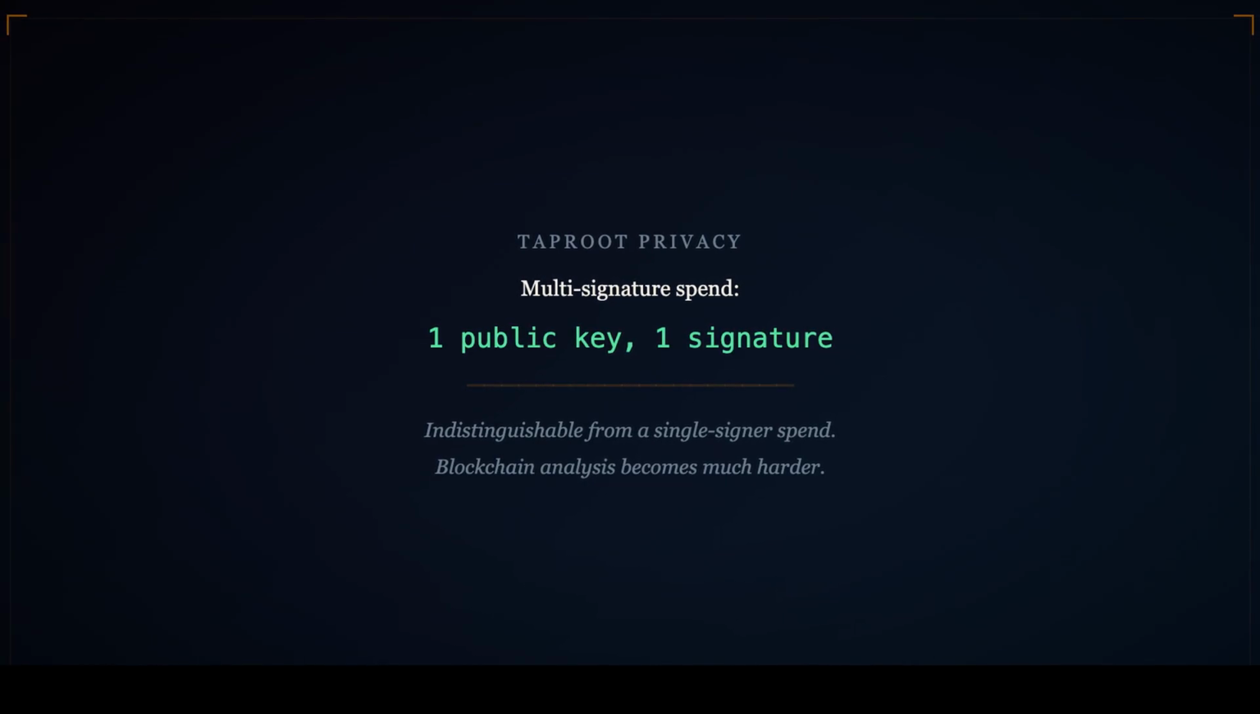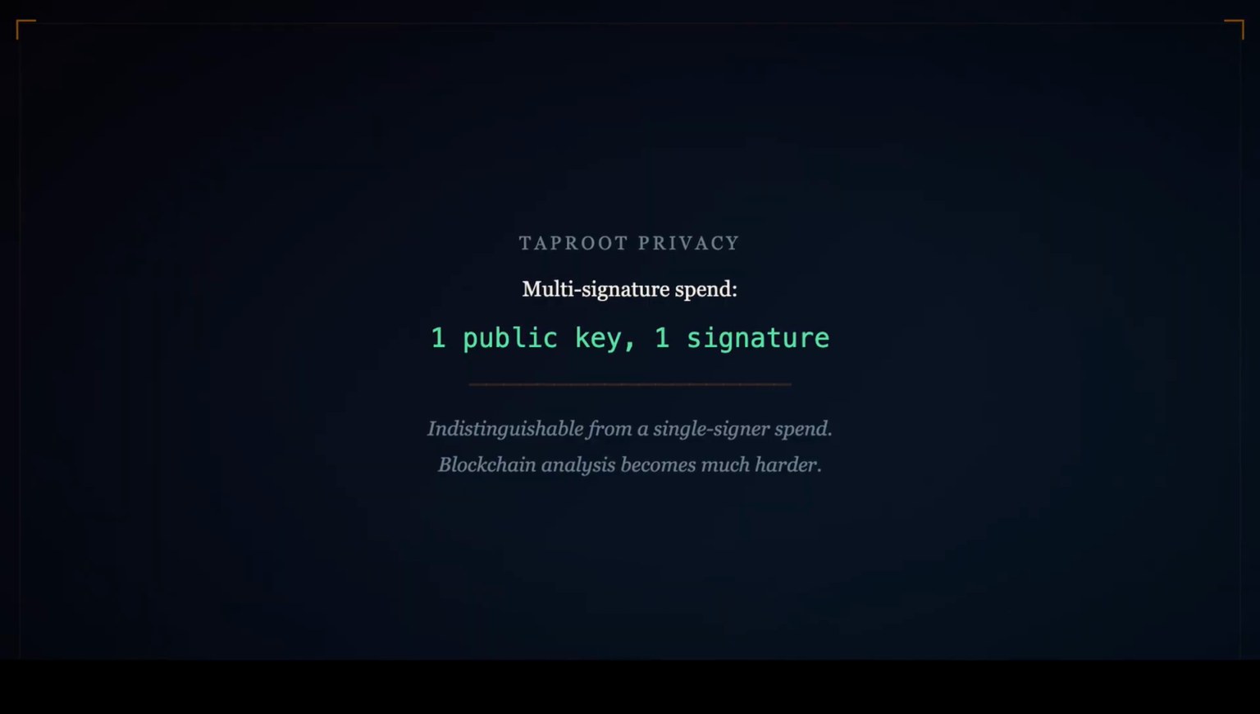Before Taproot, a multi-signature transaction was visibly different from a regular payment on the blockchain. With Schnorr and Taproot, a cooperative multi-signature spend looks identical to a single signer spend, 1 public key, 1 signature. This is a profound privacy improvement. When the common case is indistinguishable from a simple payment, blockchain analysis becomes much harder.